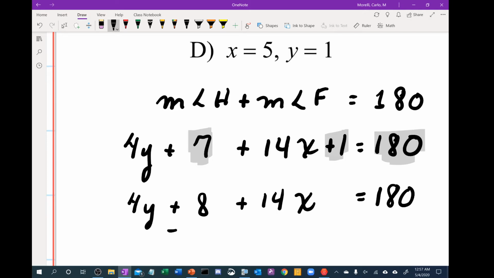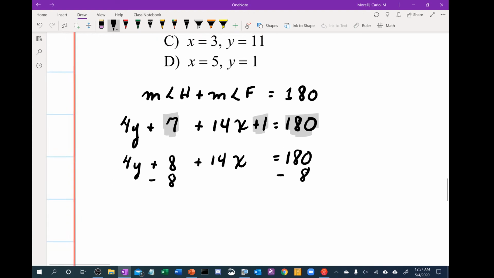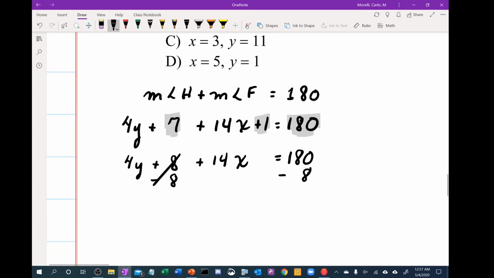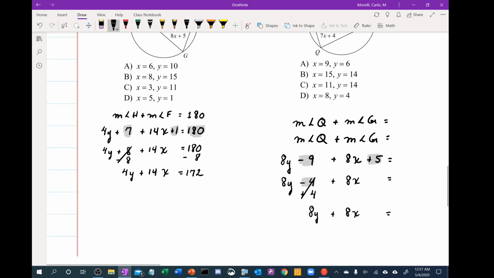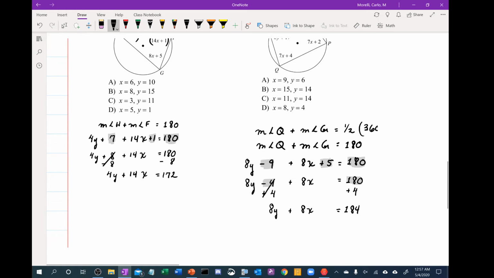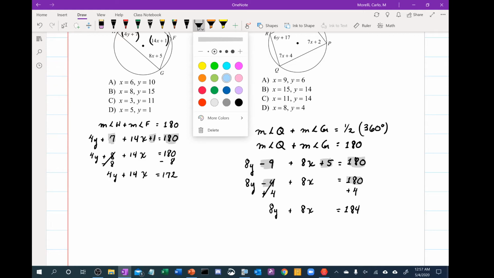And now I can subtract 8 from both sides. And I have 4y plus 14x equals 172. Okay, so there's another system, all right? So you've got two equations that can, if you put them together, form a system. So we've got these two equations that can be brought together to form a system.